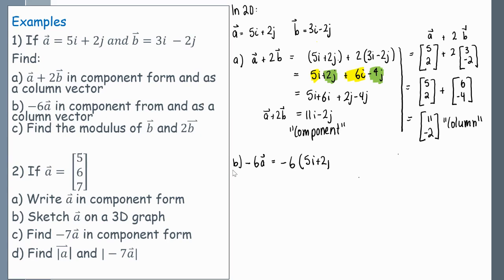Again, in component form, we can just write it out and expand through. So we'll have -6 times vector 5i plus 2j. -6 times 5 is -30i. -6 times +2, that's -12j. Alternatively, you can do it in column form.